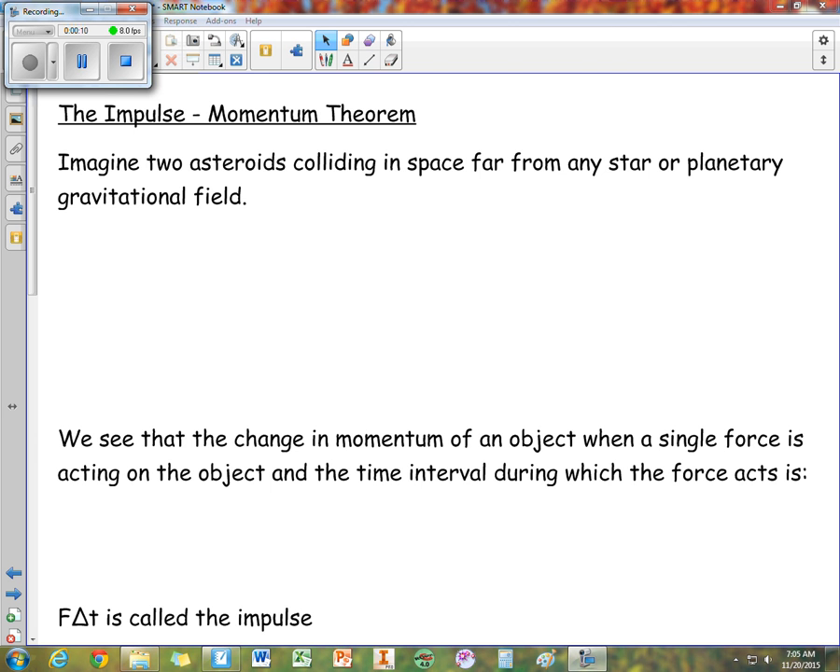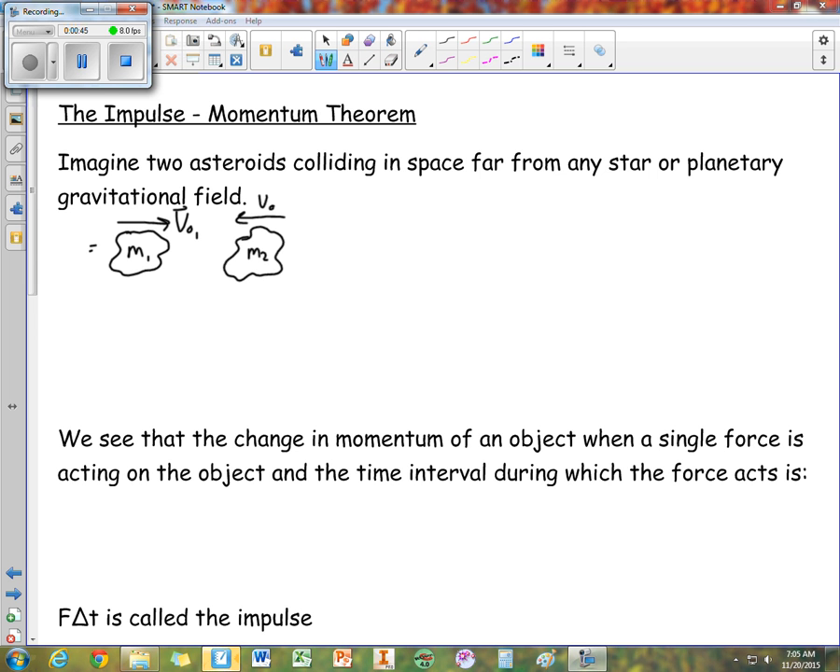To begin with, let's imagine we have two asteroids that are going to collide in space, and they're far from any star or planet, far from a gravitational field, so there's really nothing to interfere with this collision except for the interaction. So here is our first asteroid. I'll call it M1, and it's moving with an initial velocity v1. Then I have a second one, M2. It's moving with an initial velocity v2.